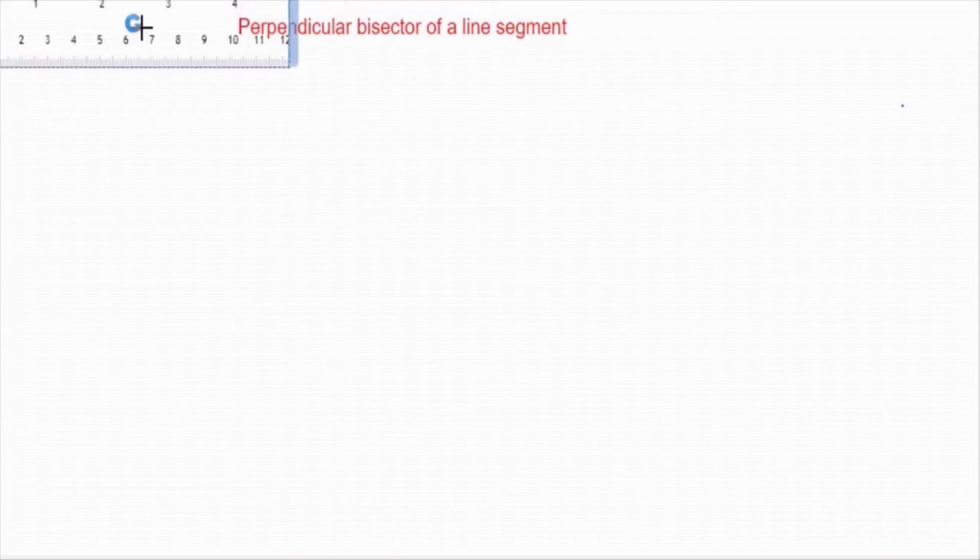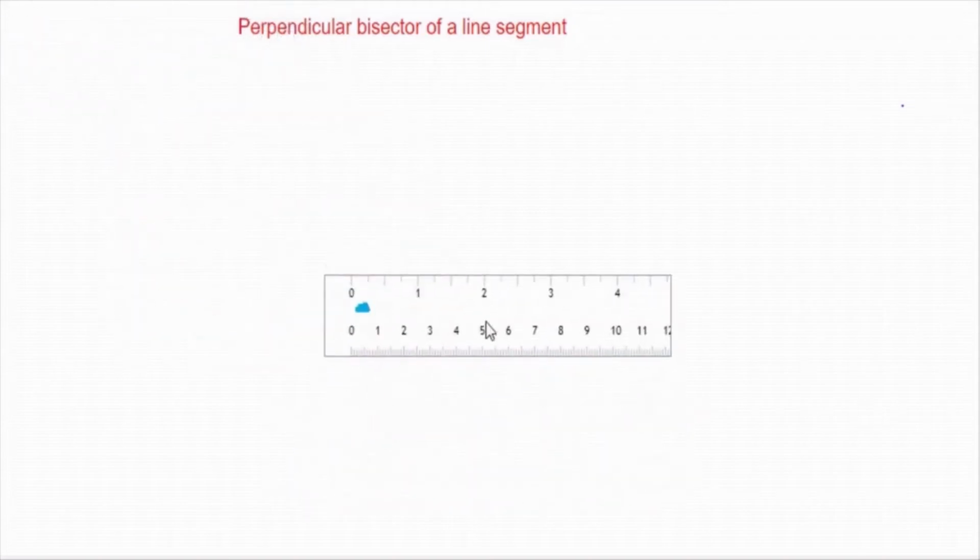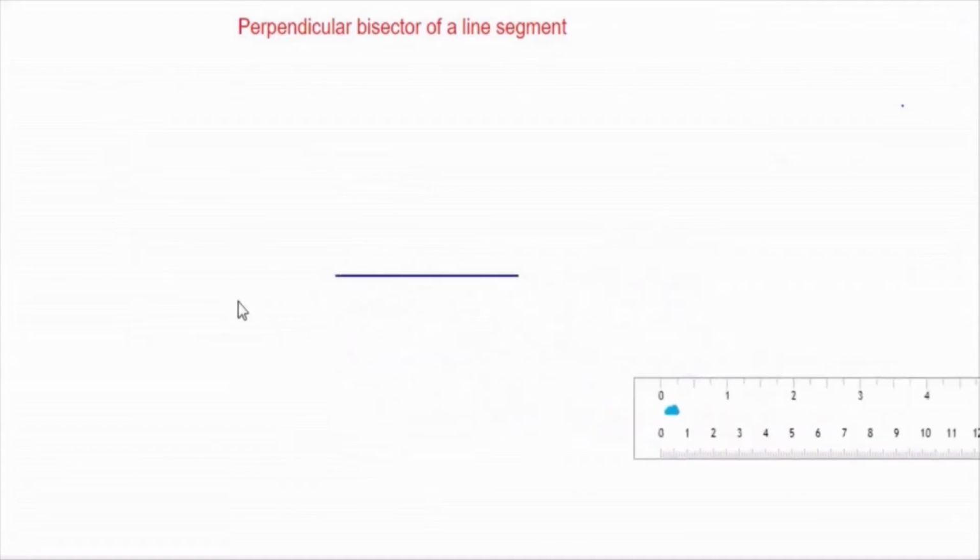So I should draw a line segment with the help of a ruler. This is the line segment I am drawing. And after drawing the line segment, we are supposed to name it. I would like to give the name AB to this line segment. Let the line segment be AB. Line segment AB we are going to divide.